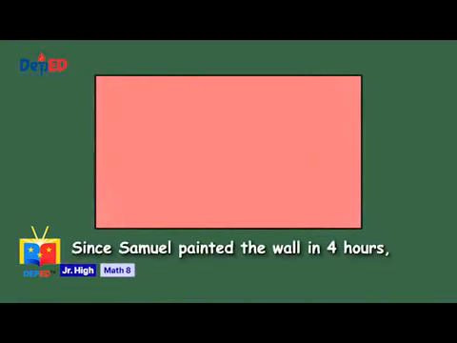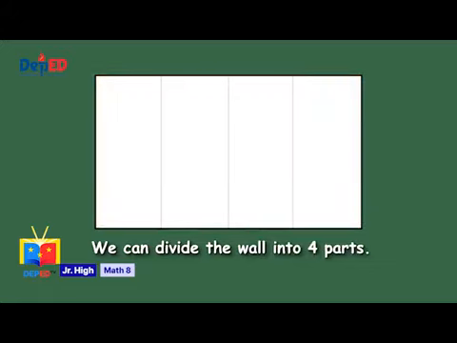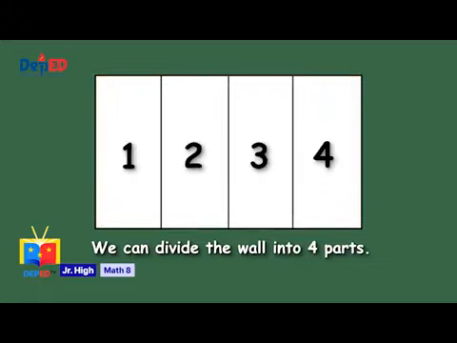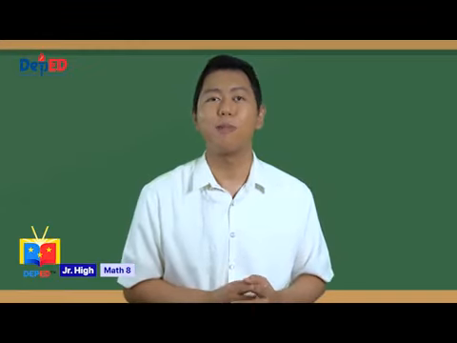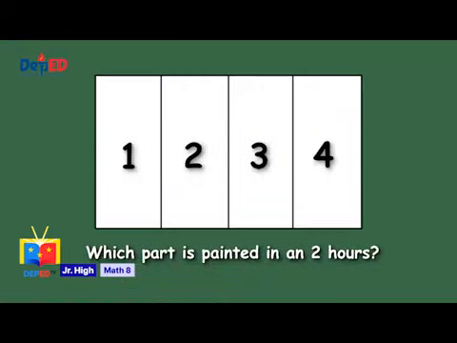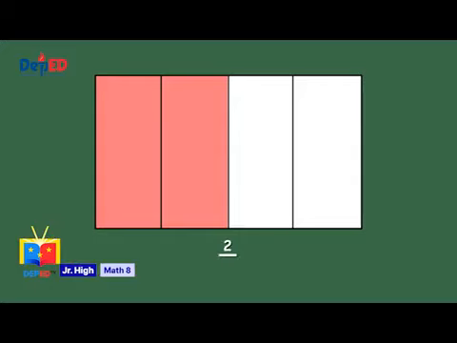Since Samuel painted the wall in 4 hours, we can divide the wall into 4 parts, where each part is painted in an hour. To answer the question of which part is painted in 2 hours, we take 2 parts. And what is 2 parts out of 4 parts? We can write it as a fraction 2/4, or in lowest term, 1/2.